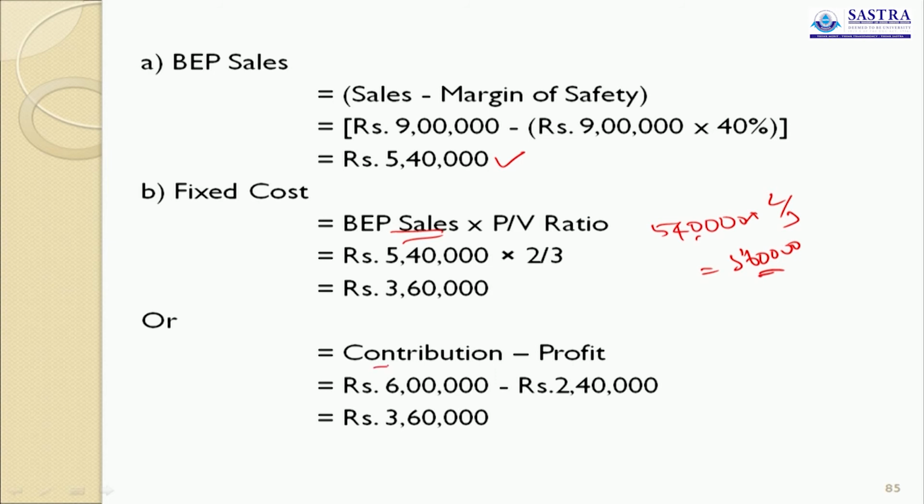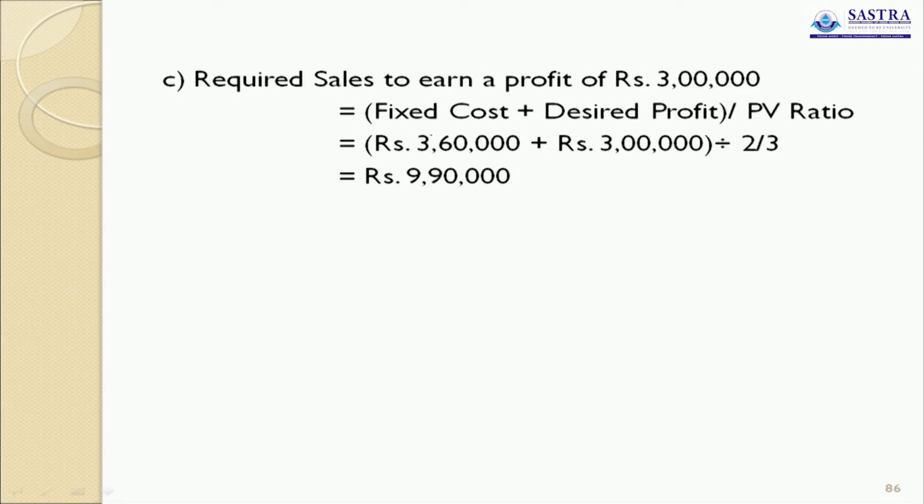Another way of calculating fixed cost is contribution minus profit. So contribution is 6 lakh minus profit of 2,40,000. So fixed cost is 3,60,000. Then sales required is fixed cost plus desired profit divided by PV ratio. Fixed cost 3,60,000, desired profit is 3 lakh, PV ratio 2/3, so 6 lakh 60,000 into 3 by 2, so 9 lakh 90,000.